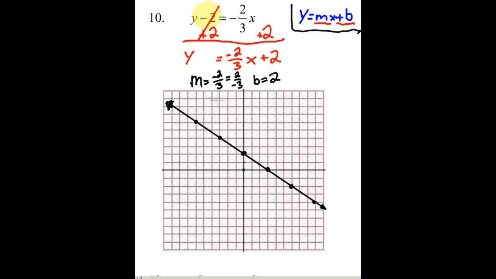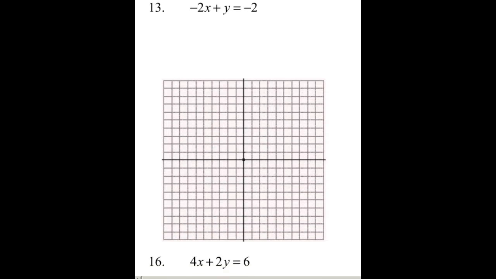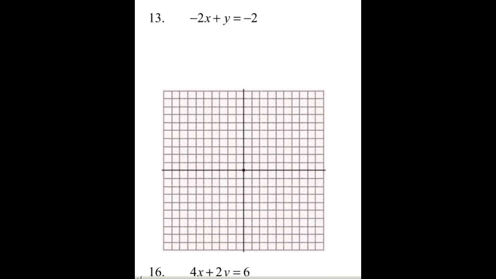Okay, we'll do 13. And then 16. Let's go down to 13. Okay. Now, so first step, what is anything out of place? And if so, what is out of place? A -2x, right? So we have the y on the left, the y-intercept is on the right-hand side. So this time we're going to add 2x.